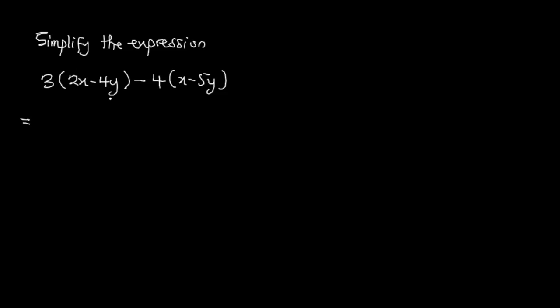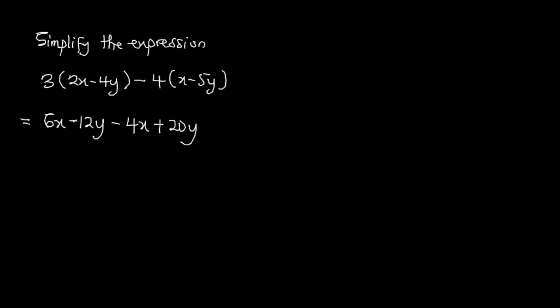We do that by expanding the bracket or opening the bracket. That means we use the number or the value outside the bracket to multiply everything inside the bracket. So 3 multiplied by 2x, that will give us 6x. 3 multiplied by negative 4y will give us minus 12y. Then we have negative 4 multiplied by x will give us negative 4x. Negative 4 multiplied by negative 5y will give us positive 20y.